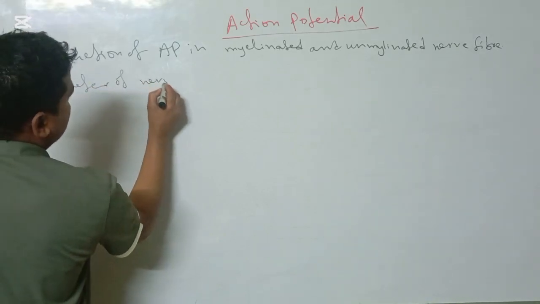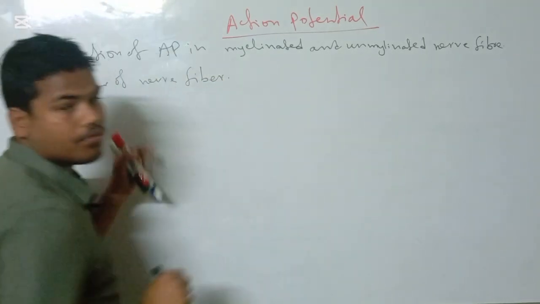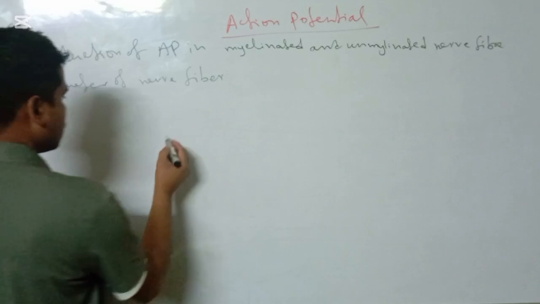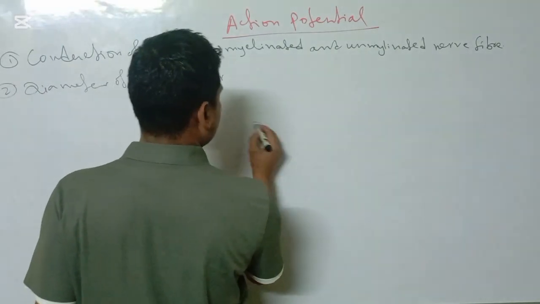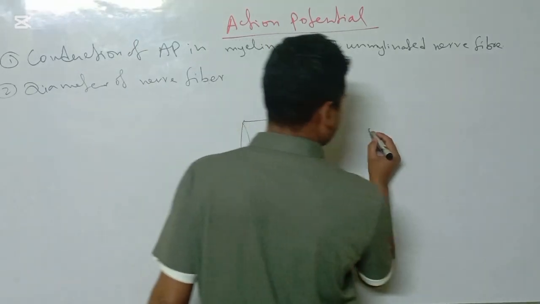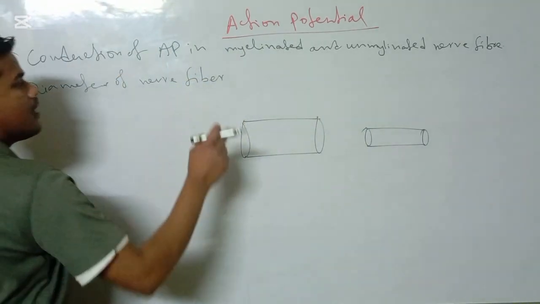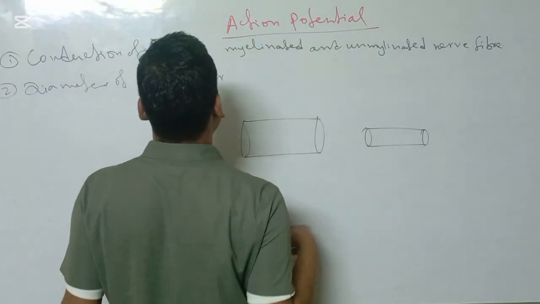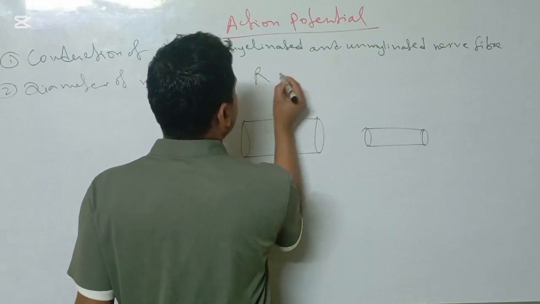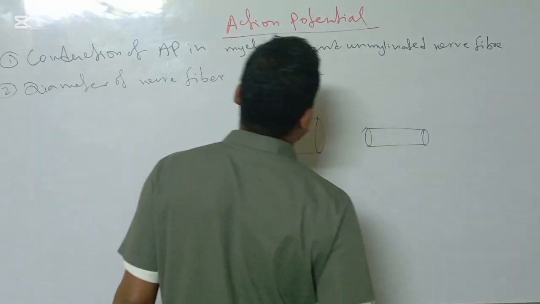Diameter of nerve or muscle fiber. How will it affect? In this case, let's suppose a nerve fiber has a diameter of this much, and the next nerve fiber has a diameter of this much, and you know the physics far better that resistance will be equal to L by r to the power 4.